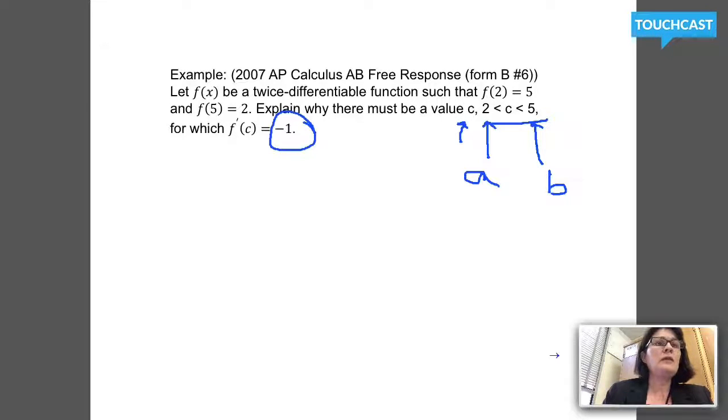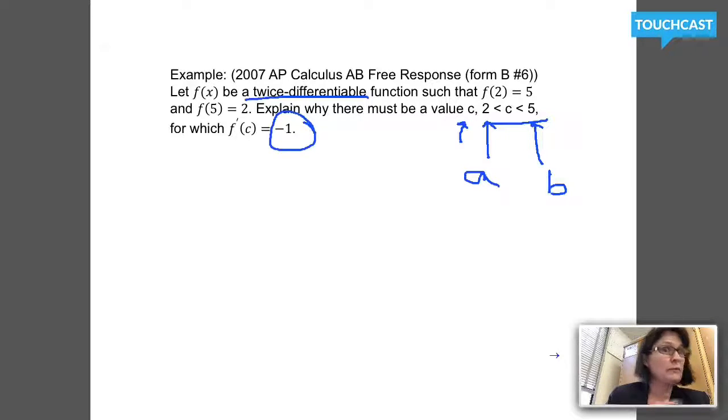So what do we have here? It happens to be that our function is named f, so we don't have to worry about changing the function name from what we may have memorized in that theorem. So do we know that f is continuous? Well, look, f is twice differentiable, and a function is only differentiable if it's continuous. So we know f is continuous.